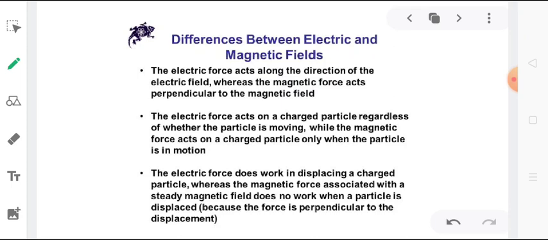Now, electric force acts on a charged particle regardless of whether the particle is moving, while the magnetic force acts on a charged particle only when the particle is in motion. This point was discussed in the similarities part also, that electric field may be created both by stationary or moving charges, while magnetic field is necessarily created by charges in motion. Now this will be discussed a little bit at the end of the session, how moving electric charges are responsible for creating magnetic field.